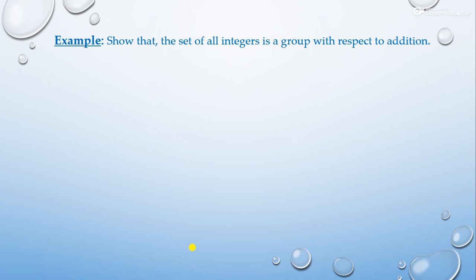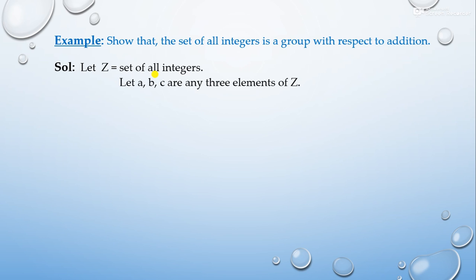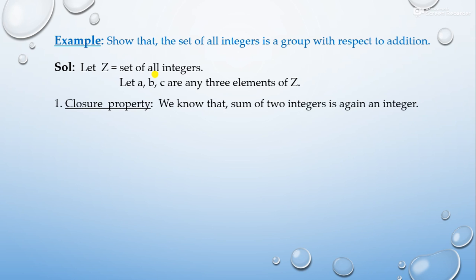Now let's take some examples here. Show that the set of all integers is a group with respect to addition. So here we have to show that the set of all integers is a group in terms of addition. First we take Z. Z denotes the set of all integers here. Integers, you know, have elements like plus minus 1, plus minus 2, plus minus 3, and 0. Suppose we take three elements A, B, C from Z.